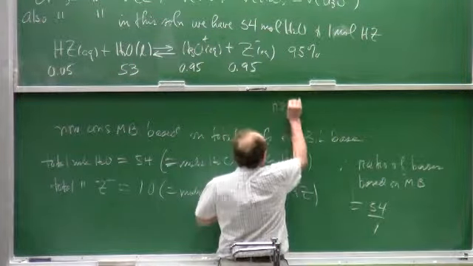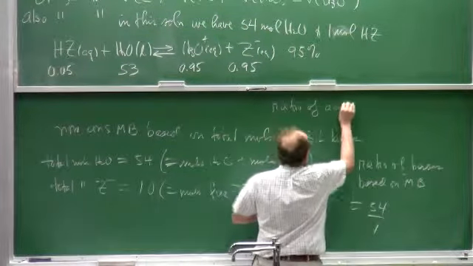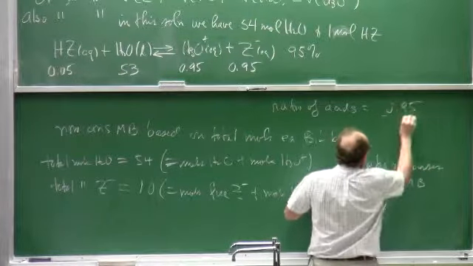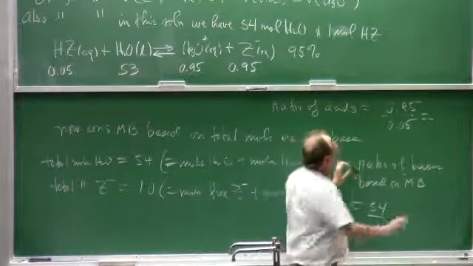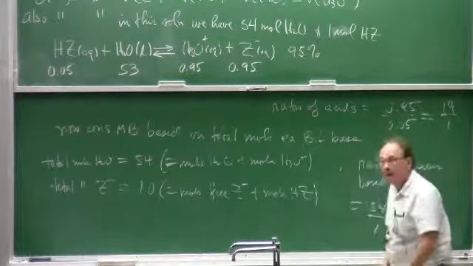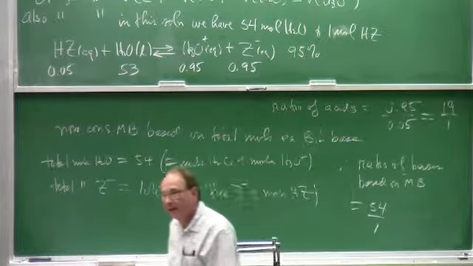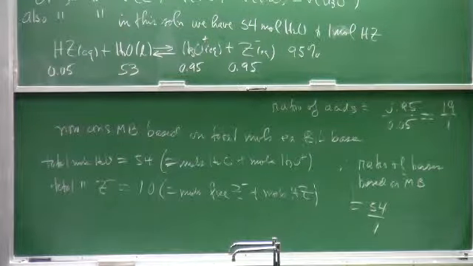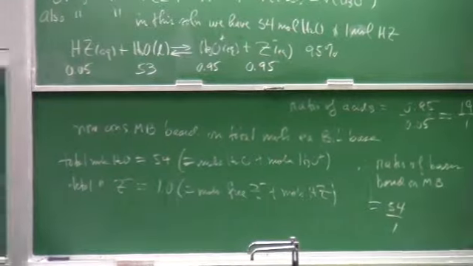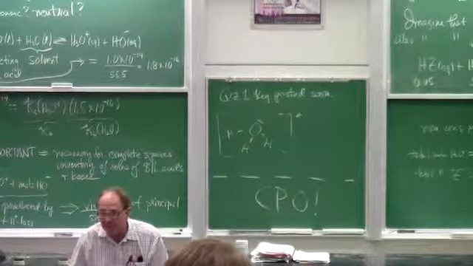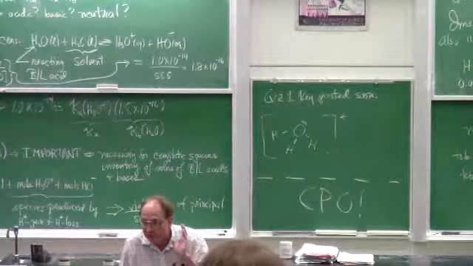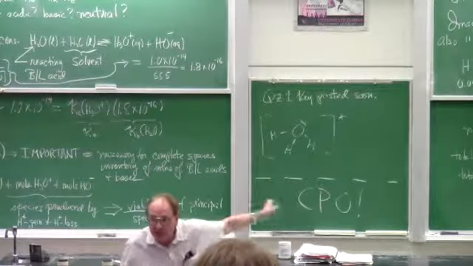Ratio of bases. Ratio of acids is 0.95 to 0.05. Quick like a bunny, what's this equal? 19 to 1. Who's the stronger base? Do we have to go back to the candy bar warehouse? If there's 55 of you and 1 of me and we're equally capable at stealing candy bars, when we leave the warehouse the ratio is 55 to 1. But if I'm better than you when we leave the warehouse, how does the ratio compare to 55 to 1? It is what? Smaller.